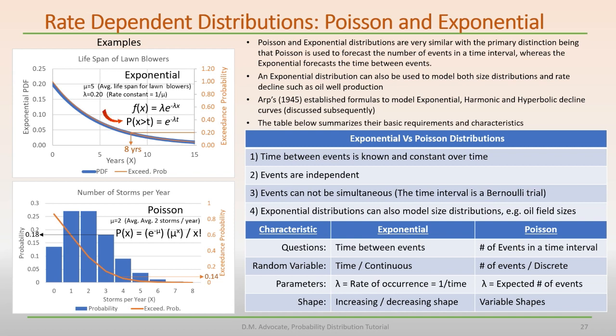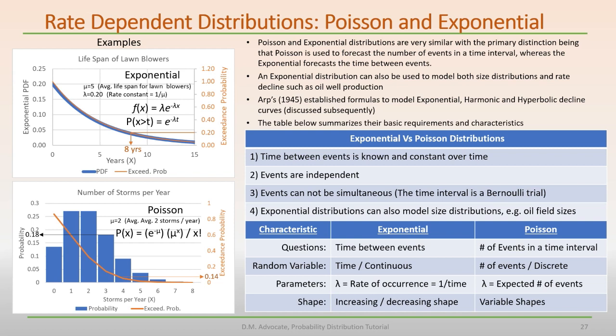The formula for the exceedance probability is given as the probability of x greater than some time equals Euler's number raised to the negative lambda times the time, t. Looking at the chart, there is a 20% chance that the lawn blower will last more than 8 years.